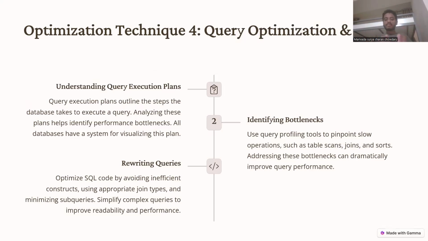Now, the final step is rewriting queries. We have to optimize the SQL code by avoiding inefficient constructs, choosing appropriate join types, and minimizing subqueries. We rewrite to increase efficiency. We also use it to simplify complex queries to improve readability and performance.